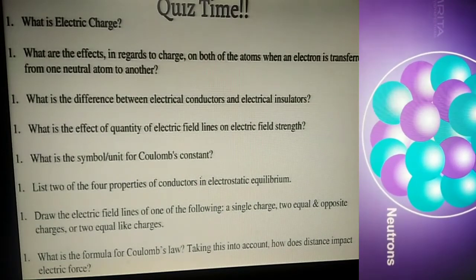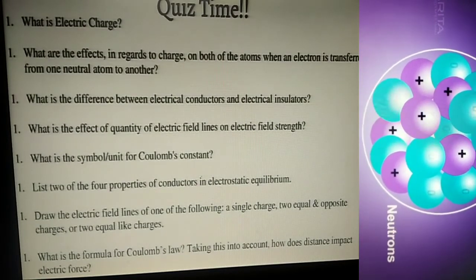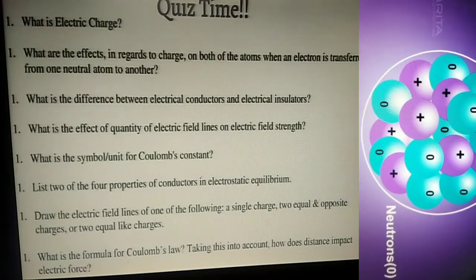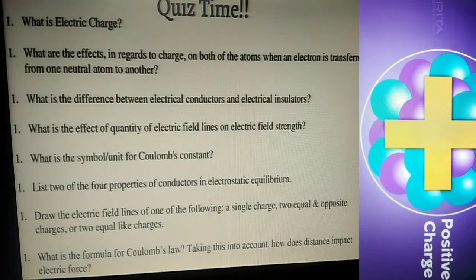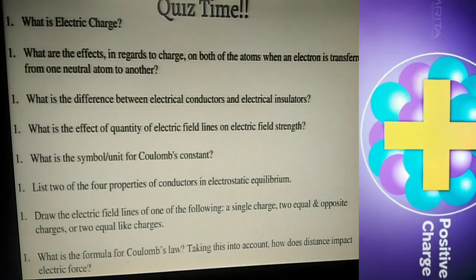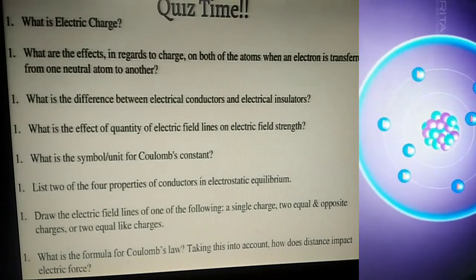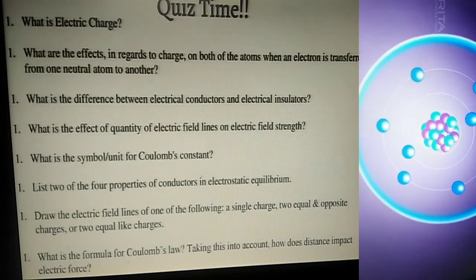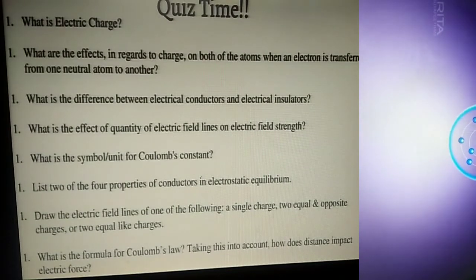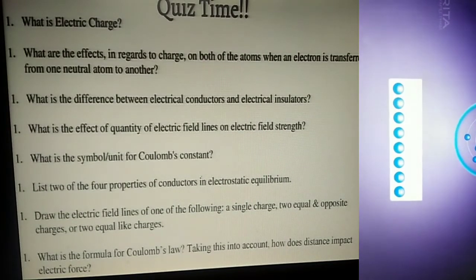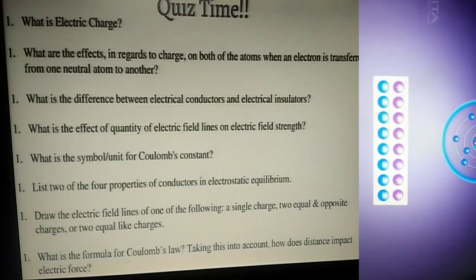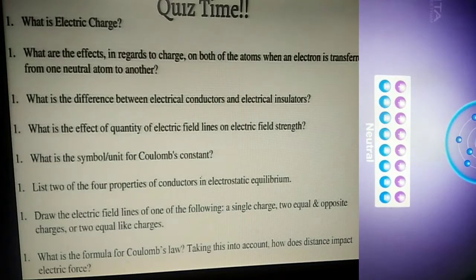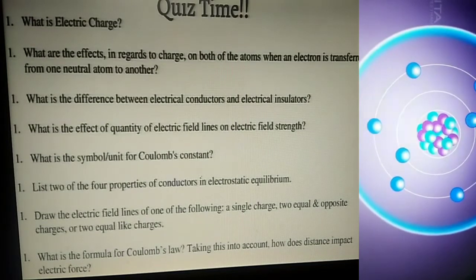What is electric charge? What are the effects in regards to charge on both of the atoms when an electron is transferred from one neutral atom to another? What is the difference between electrical conductors and electrical insulators? What is the effect of quantity of electric field lines on the field strength? What is the symbol or unit for Coulomb's constant?